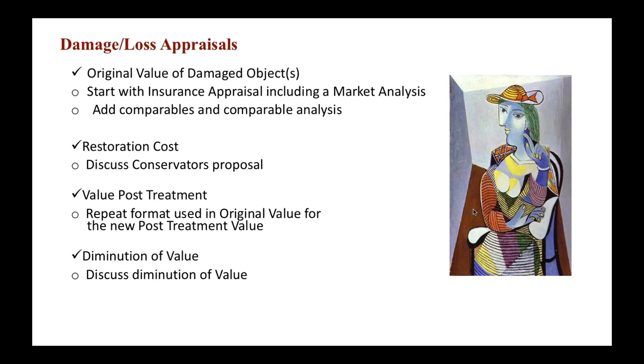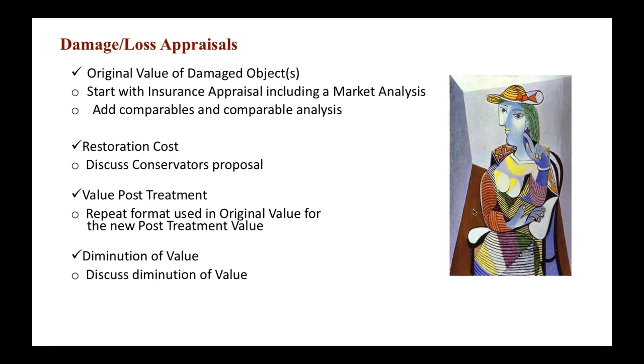The next section of a damage appraisal, not a loss, is the cost of restoration. So you need to have a discussion with conservators and get proposals from them as to what it's going to cost to conserve the work. Then you're going to give a value post-treatment. In the value post-treatment, you're going to use, again, that insurance appraisal template. You're going to show an image of the work, the description of the work, and the value post-treatment.